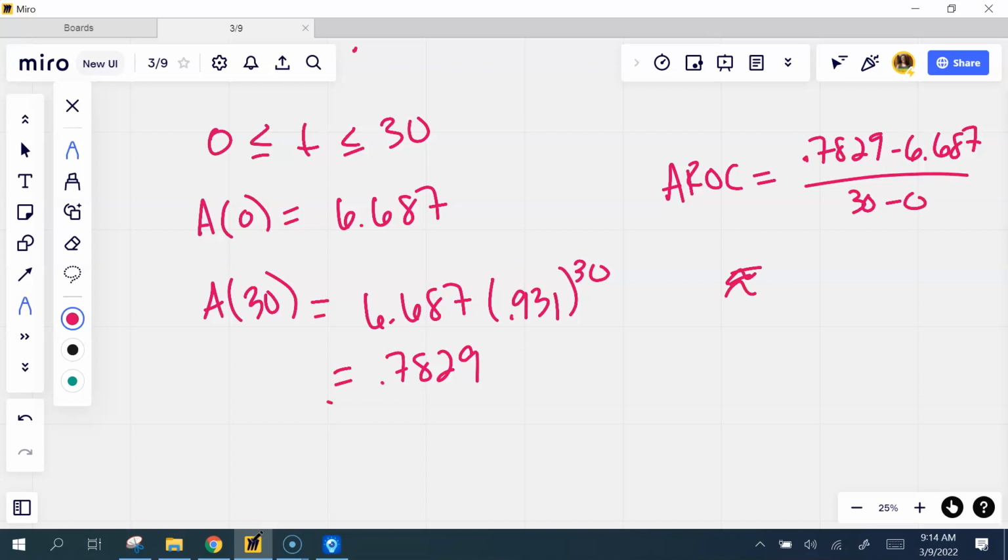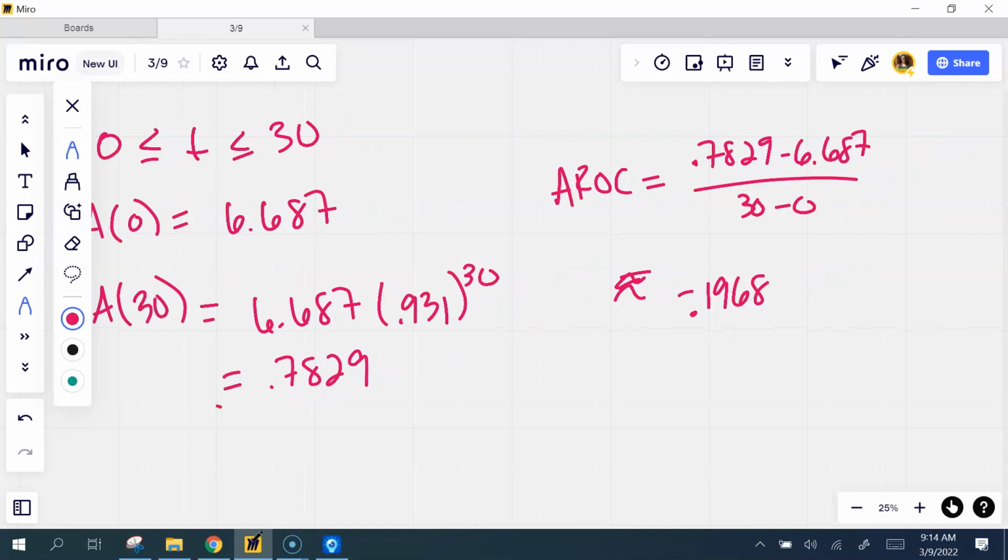I'm always scared to put an equal sign because sometimes they'll say, well, it doesn't actually equal because it's rounded. And you don't want to lose your point. So negative 0.1968. Remember, units are very important. I go back and look. T is measured in days, and A of T is pounds. So this would be pounds of clippings per day. I got that right. Okay, so let me find the scoring guide.